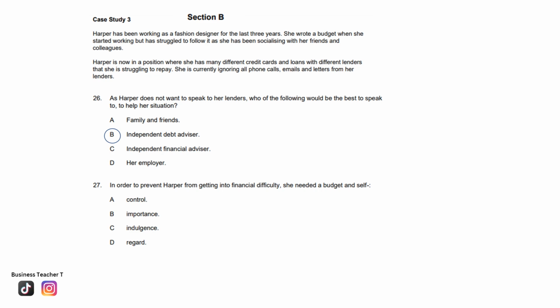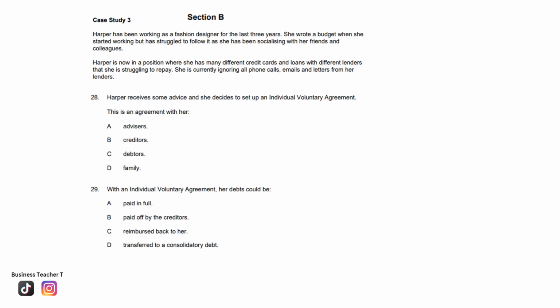Question 27. In order to prevent Harper from getting into financial difficulty, she needed a budget and self A. control, B. importance, C. indulgence, or D. regard? The answer is A. control.